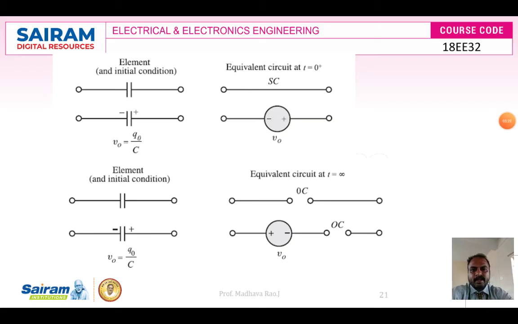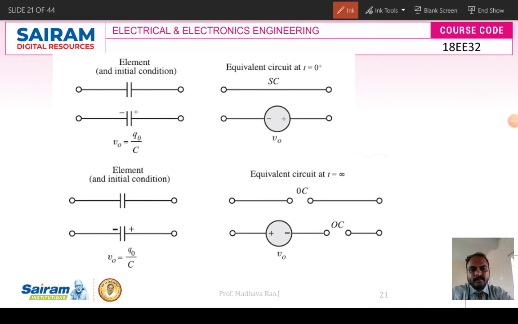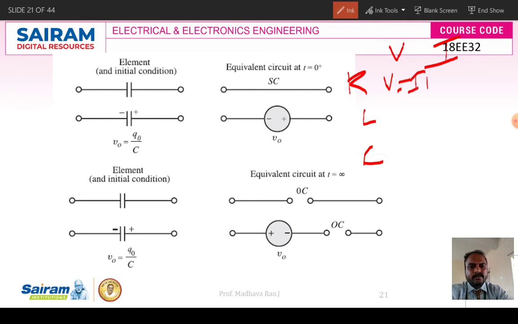Here I will write some formulas for better understanding: resistor, inductor, capacitor, voltage equation, current equation. For a resistor, V is equal to IR and I is equal to V by R. These formulas are important.